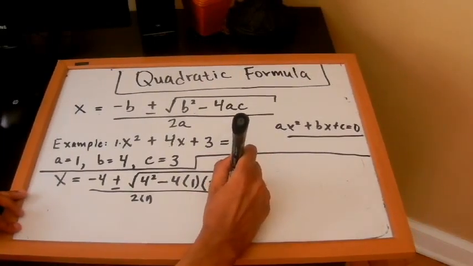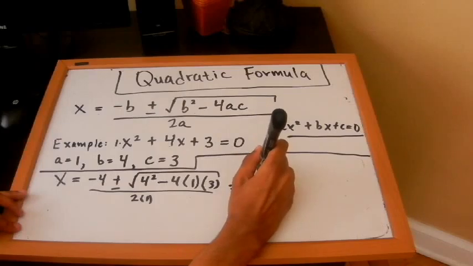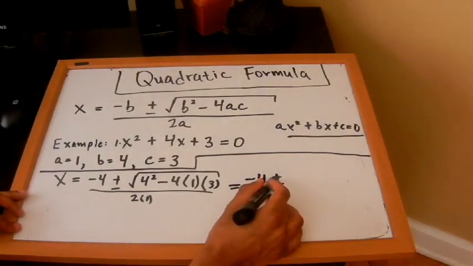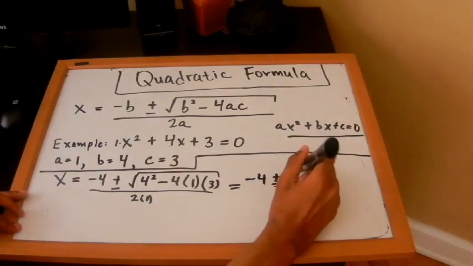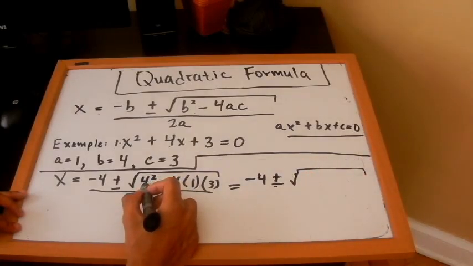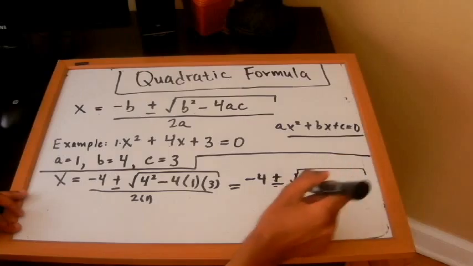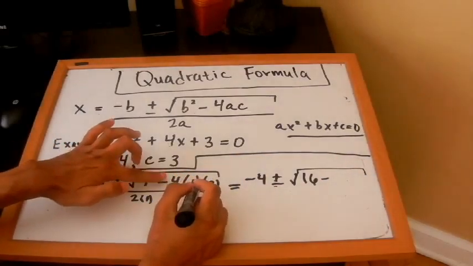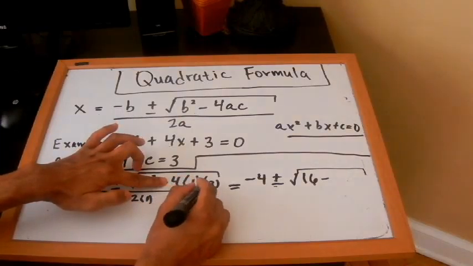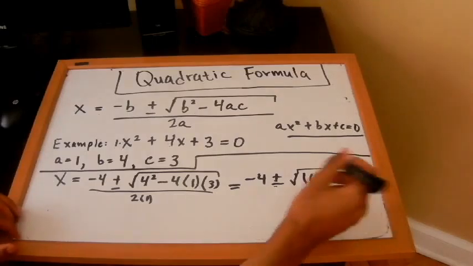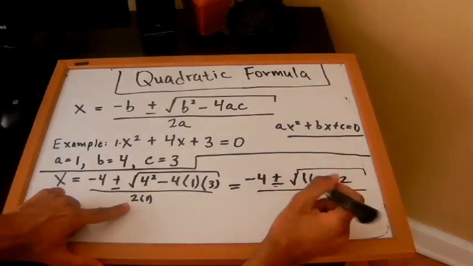So put it over here. We have negative 4, you bring that along, plus and minus. The plus and minus just means that we're going to get two solutions. One is going to have a plus sign, and the second one is going to have a minus sign. B squared, so what's 4 squared? That's simply 4 times 4, which is 16, minus 4 times 1, which is 4, and 4 times 3 is 12. So we're going to have minus 12. All over 2 times 1, which is 2.